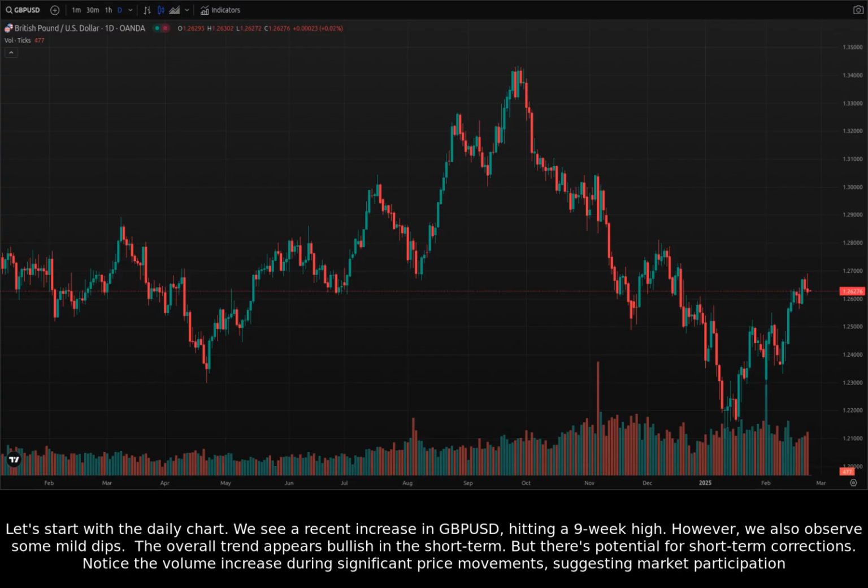Let's start with the daily chart. We see a recent increase in GBPUSD, hitting a 9-week high. However, we also observe some mild dips. The overall trend appears bullish in the short term, but there's potential for short-term corrections. Notice the volume increase during significant price movements, suggesting market participation.